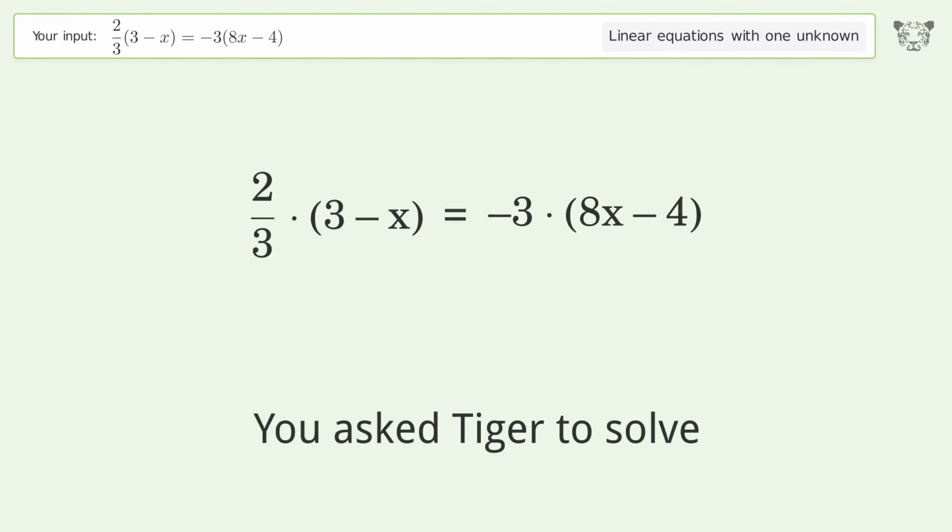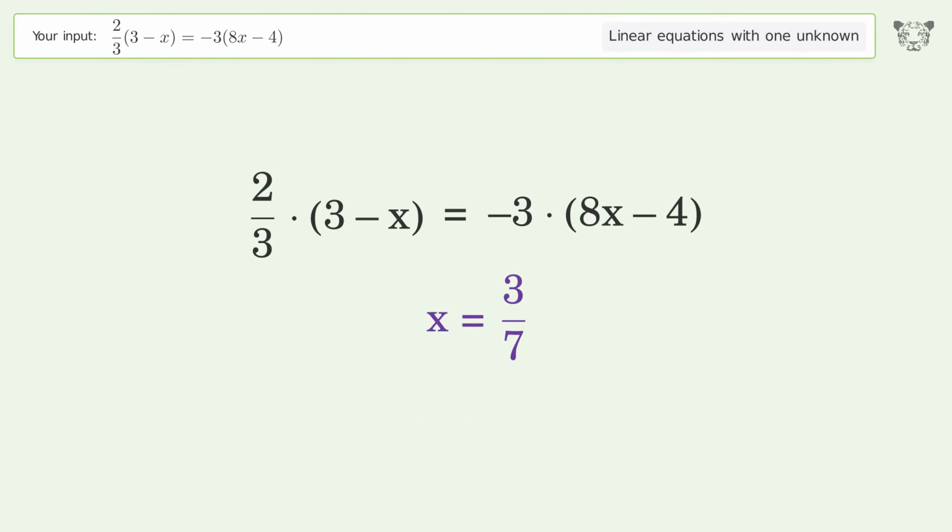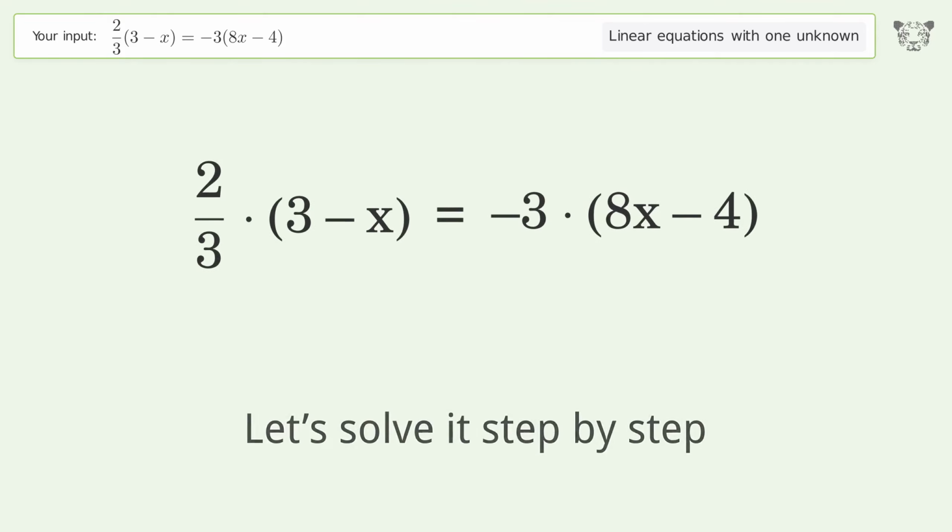You ask Tiger to solve. This deals with linear equations with one unknown. The final result is x equals 3/7. Let's solve it step by step.